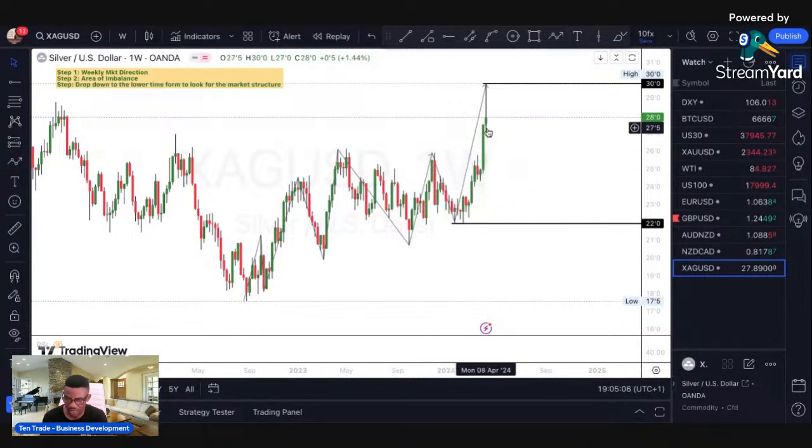From the upside, this area of imbalance here, let me take this guy out. We also have an area of imbalance right here to go bullish. Imbalance also here to go bullish. Okay, I would mark this one.